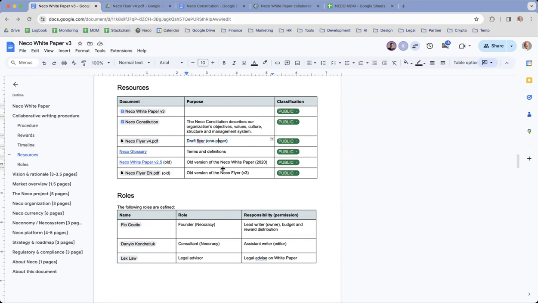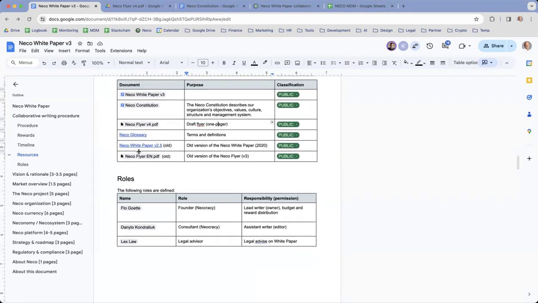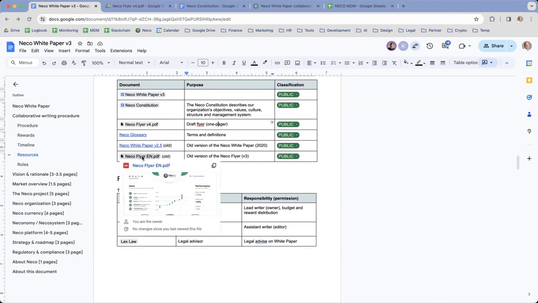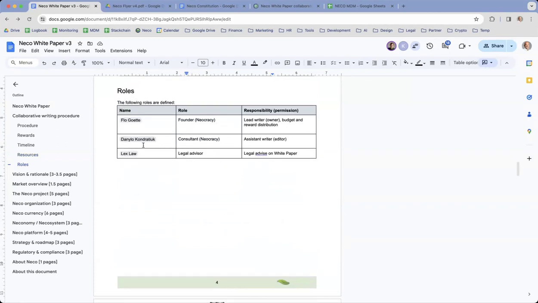This is how we want to describe Neco in a one-page document, for people to understand the basics of this project. There's a glossary which contains all the terms and definitions we use, and then you have the old version of the white paper and the old version of the flyer for your reference. This white paper is from 2020 and hasn't been updated since, but many parts are still relevant today. There are a few changes that will happen, especially around the Neco reserve. This is one of the bigger changes we had this year. Other than that, many parts will remain practically the same, with a few changes from what we learned over the last years.